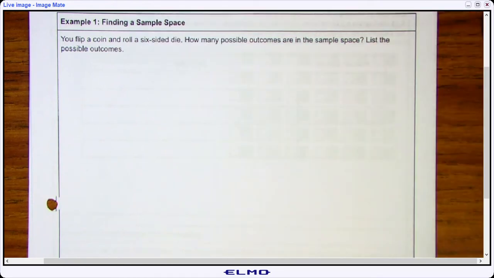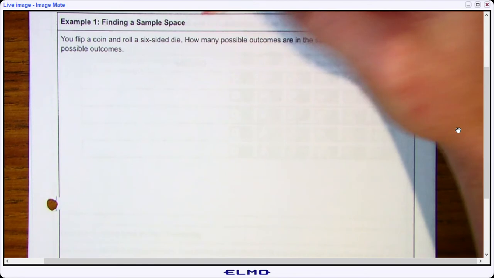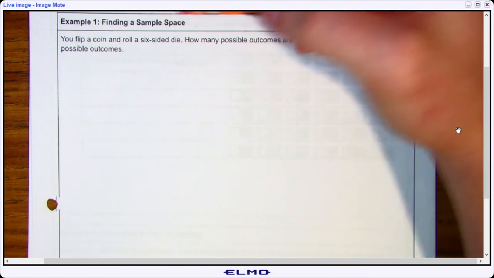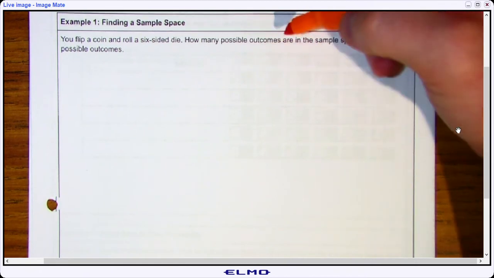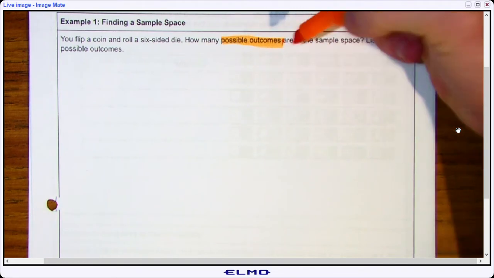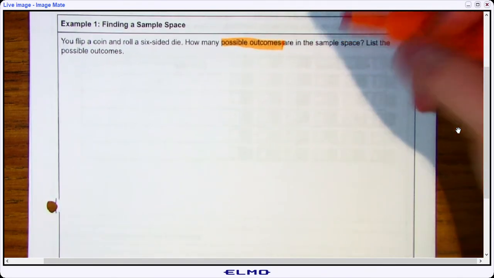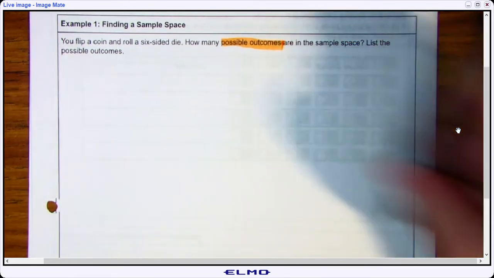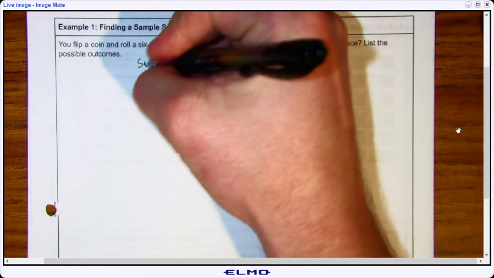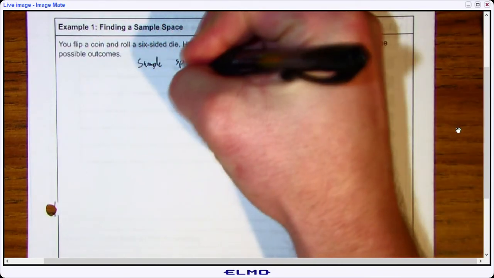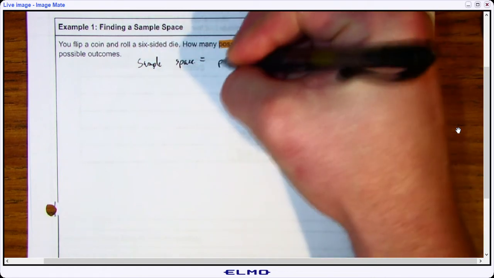Okay, so now we're going to move on to talk about probability, specifically finding a sample space. So the question asks, you flip a coin and then you roll a six-sided die. How many possible outcomes are in the sample space? So we're looking for our possible outcomes. Well, a sample space is just whatever's possible. So it's any of these outcomes. So we can just say sample space equals possible outcomes.